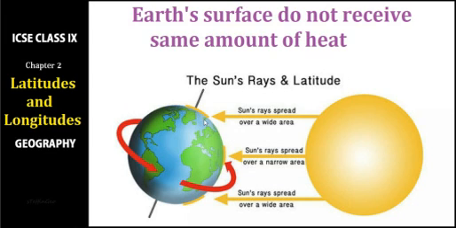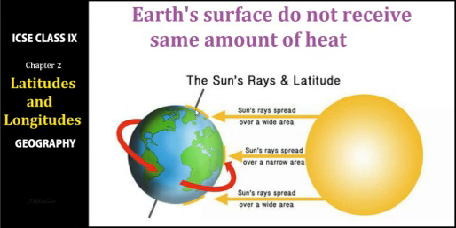Right. So because of these two reasons, the tropical area receives more sunlight, and as we go towards the pole, both north as well as south, the amount of sunlight received is less. So correspondingly, the temperature will also decrease from the equatorial region to the polar region.